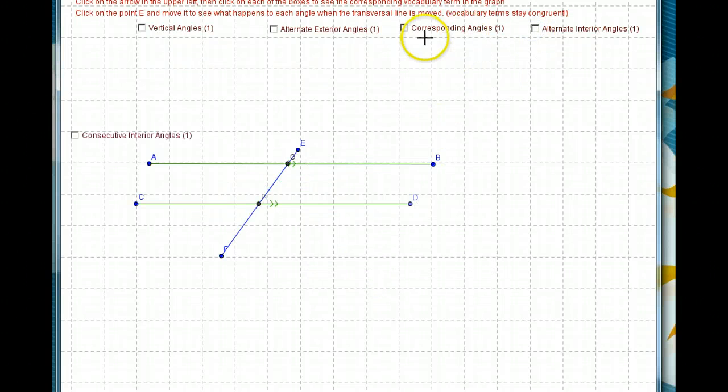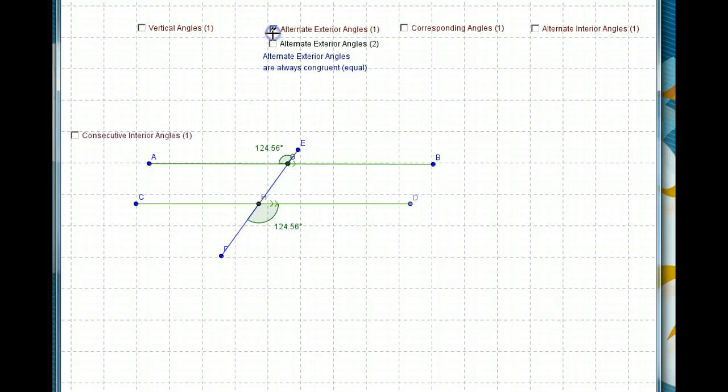Let's take a look at the alternate exterior angles. They're on opposite sides of the transversal, and they're both on the exterior of the lines. And what do you notice? Even as I change the position of the transversal, the alternate exterior angles also end up being congruent.